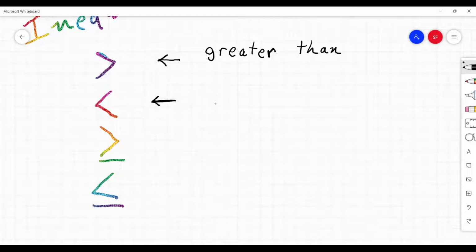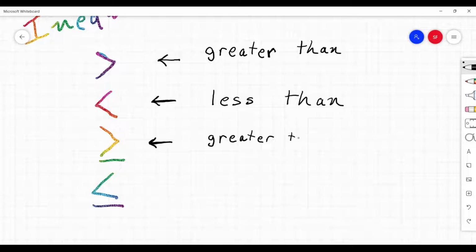What does this symbol mean? Less than. Whoa, process of elimination. How do you know the other two are? What could those other two be? What does the top of this one look like? Greater than. What does the bottom of this look like? An equal sign. So this is greater than or equal to.